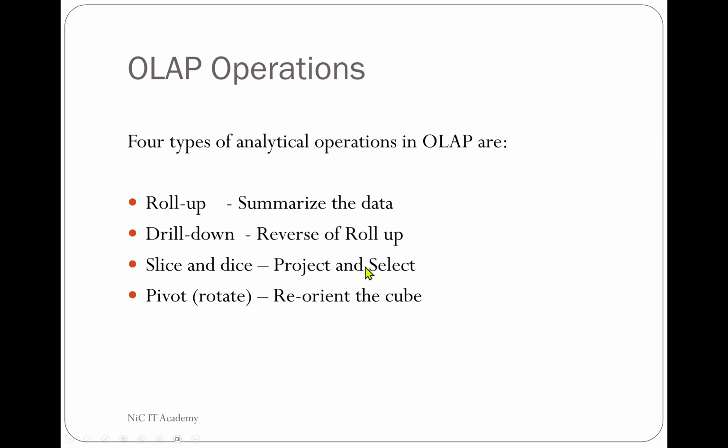Slice and dice means, instead of looking at all the dimensions and all the facts, you are looking at some portion only. And then you are transposing the data. Pivot is nothing but transpose.